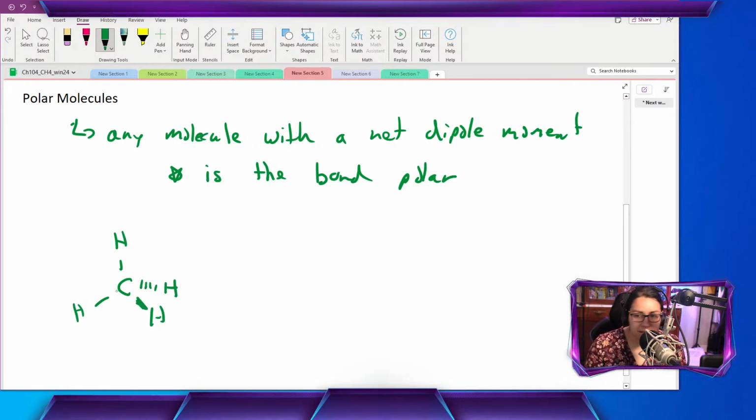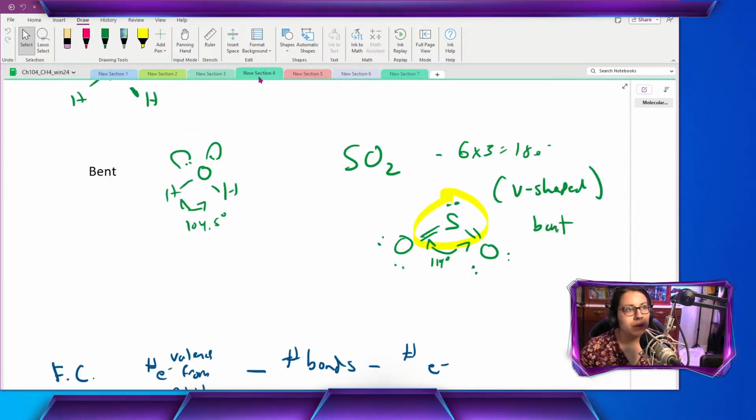We'll start off relatively simple. So this is methane. Quick review, right? Tetrahedral geometry, so just keep that in mind. That's important. If we examine our bond, we have a C-H bond there, and that's not very polar.